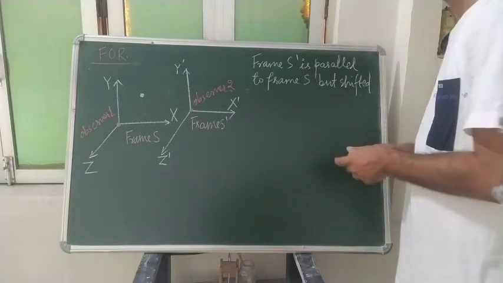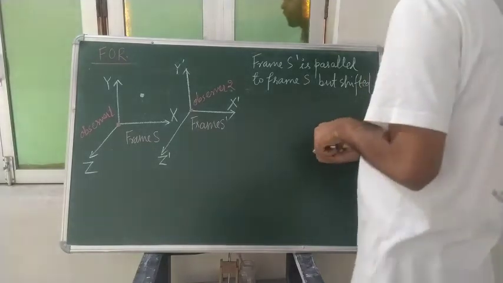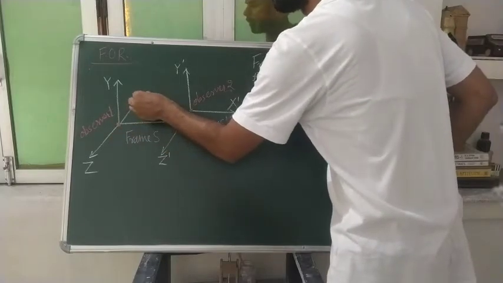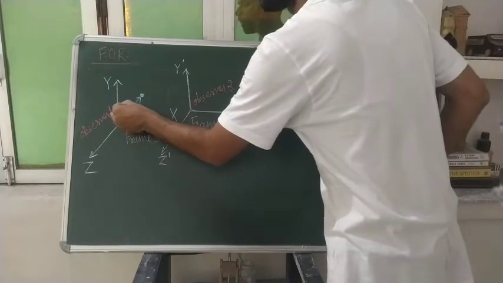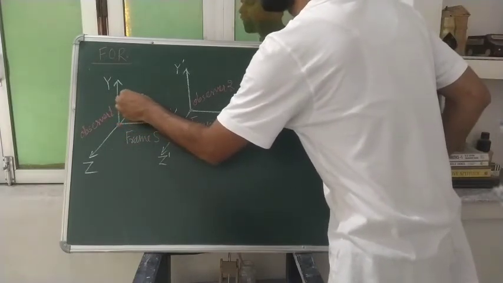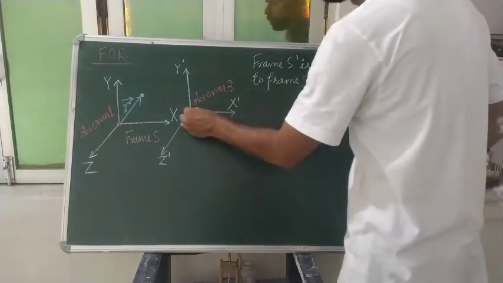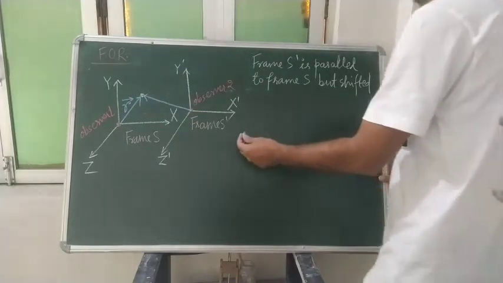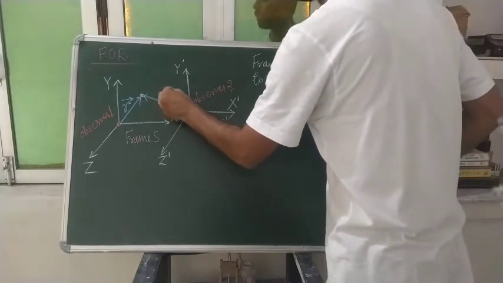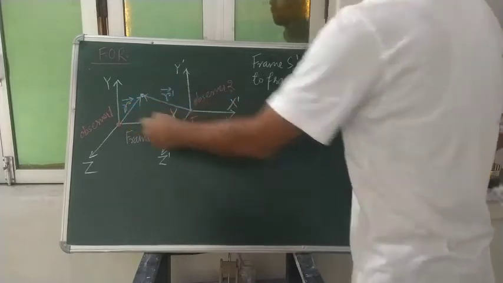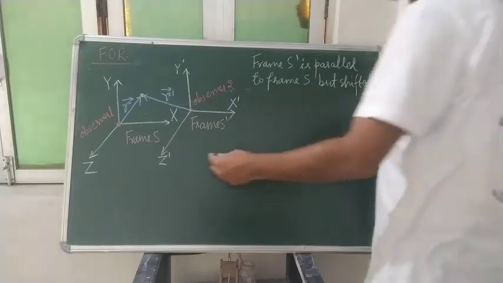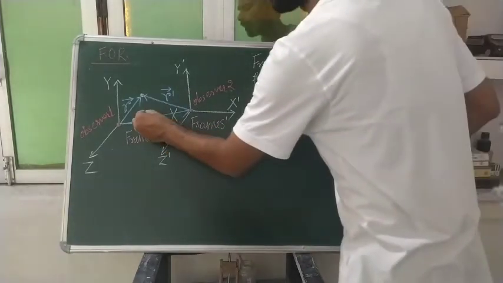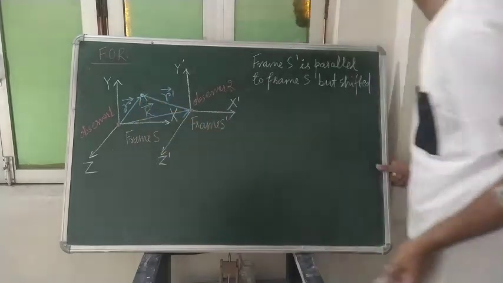So when that observer is looking at that object from frame S, observer 1 is finding the position of that object as small r vector, and when observer 2 is observing the position of the object from frame S prime, he is finding the position r prime vector of that object, and these two observers have the relative position vector, which we are denoting by capital R.